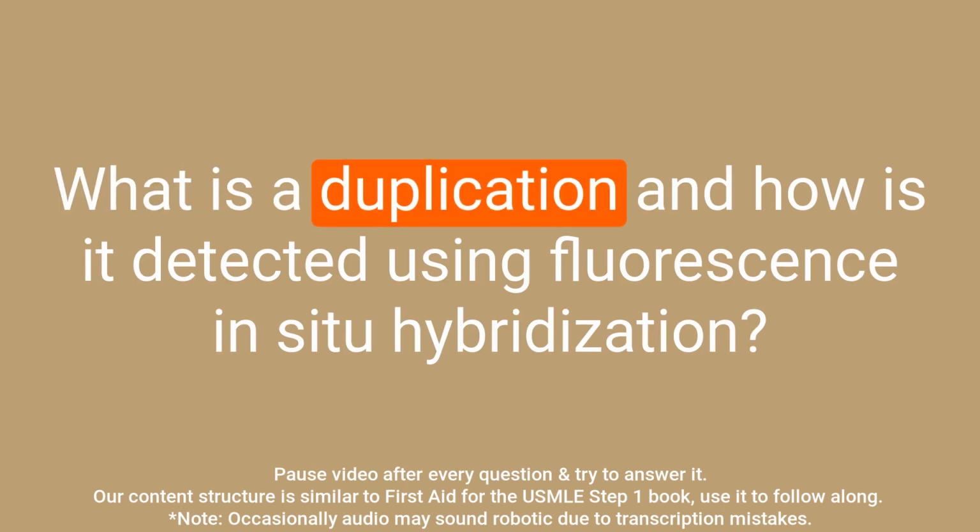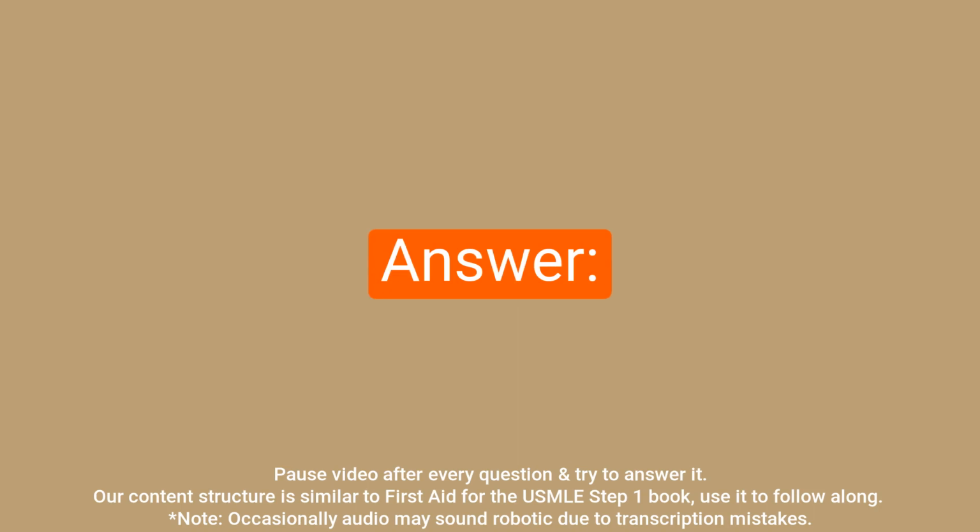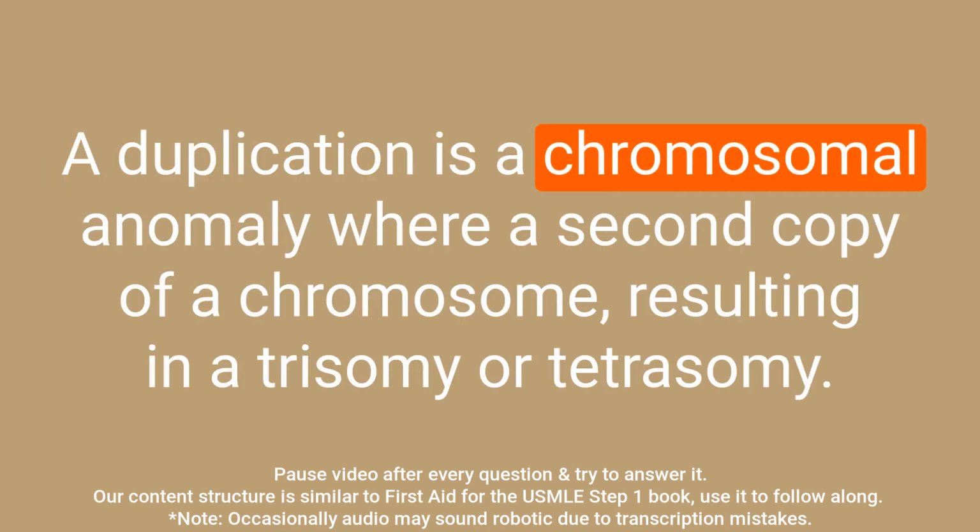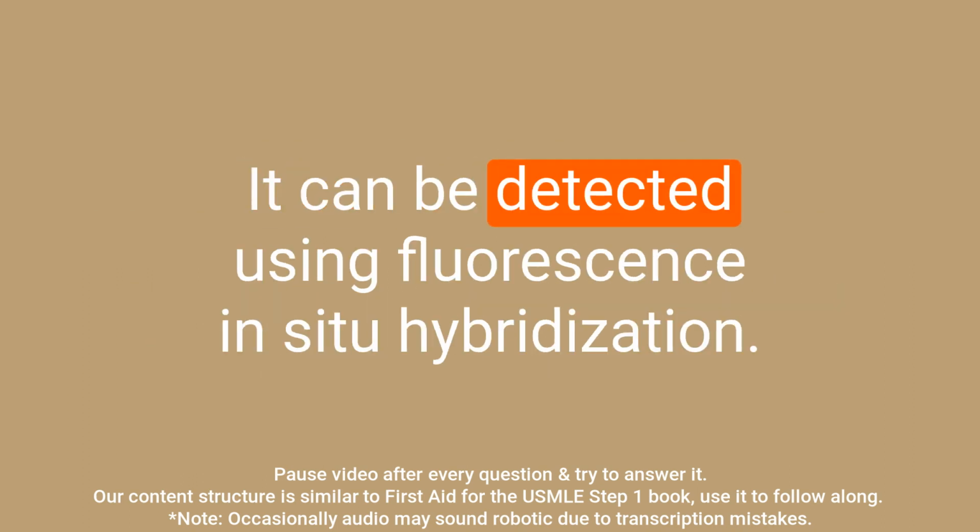Question: what is a duplication and how is it detected using fluorescence in situ hybridization? Answer: a duplication is a chromosomal anomaly where there is a second copy of a chromosome, resulting in a trisomy or tetrasomy. It can be detected using fluorescence in situ hybridization.